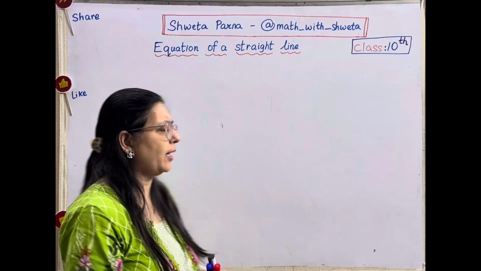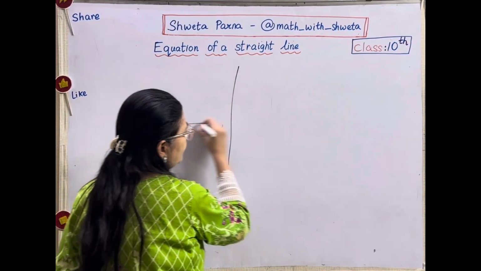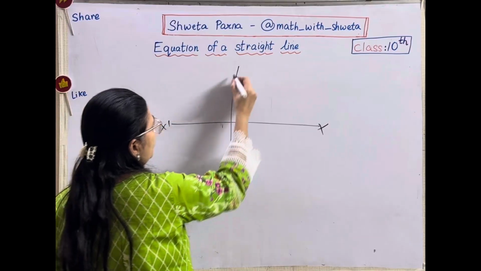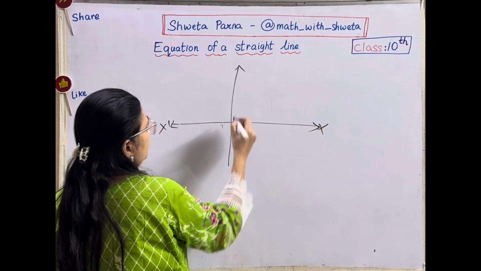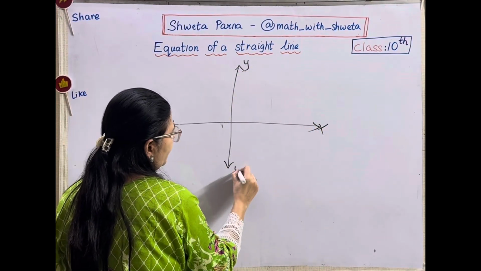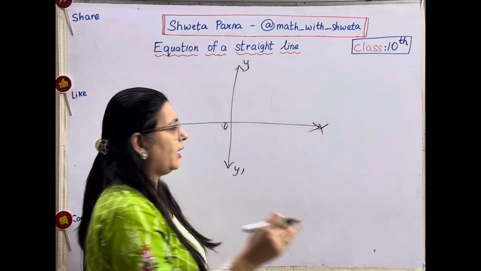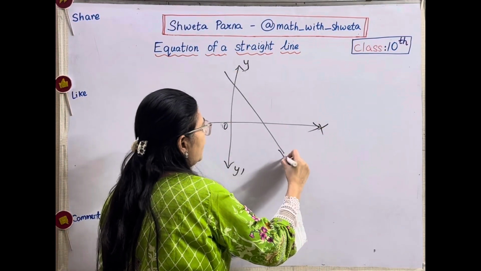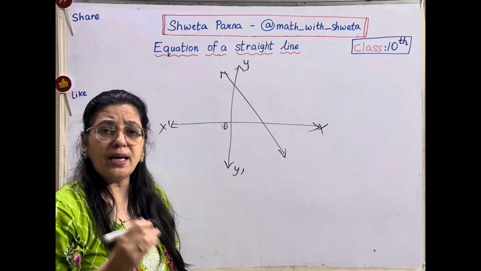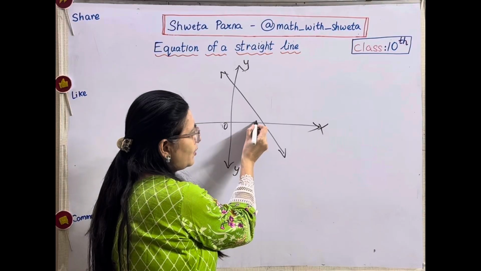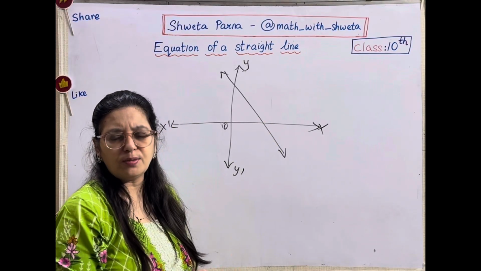What do you mean by angle of inclination? Say if this is a graph given to you, this is the x-axis, this is x dash line, this is y and this is y dash, this is the origin. If an inclined line, say for example this is an inclined line, it makes an angle with the x-axis. So here also it is making an angle, here also it is making an angle.